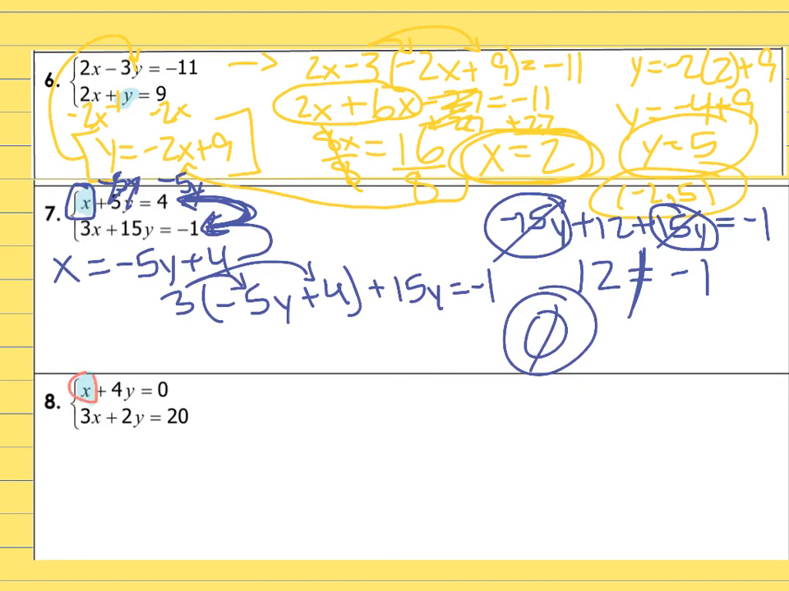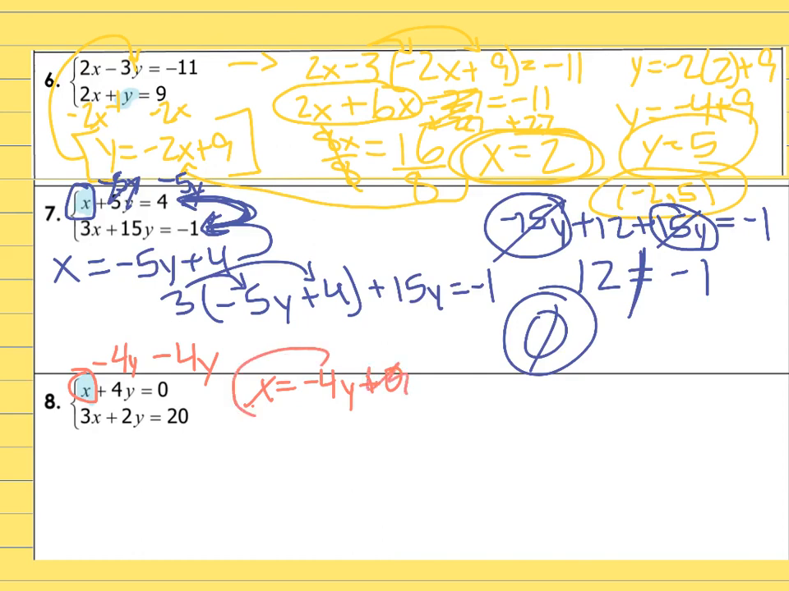X is by itself. Remember, we're looking for x or y to be by itself. And x is pretty darn close. We just have to get rid of that 4y. So it's positive. That means I have to subtract. So let's subtract that 4y from both sides. X is equal to negative 4y plus 0. If you want to just leave it as negative 4y, that works fine.